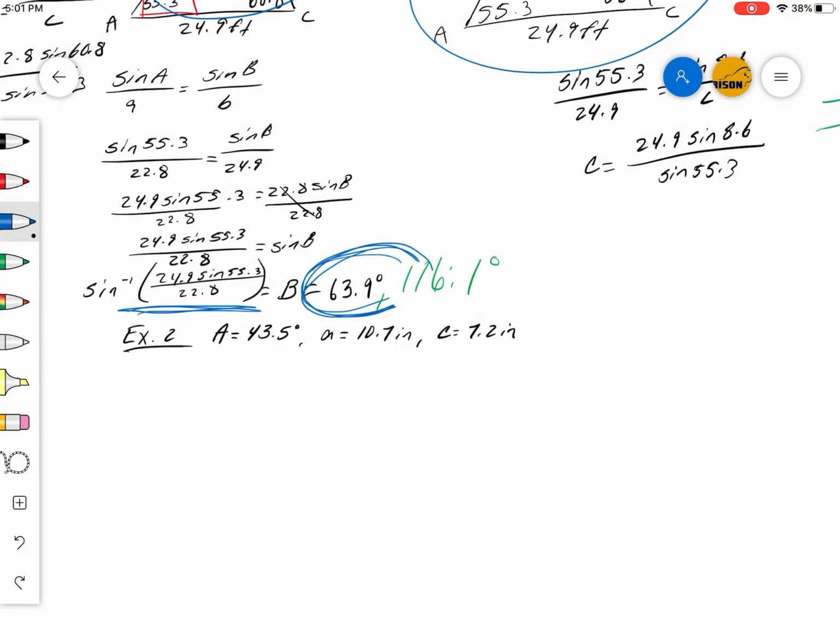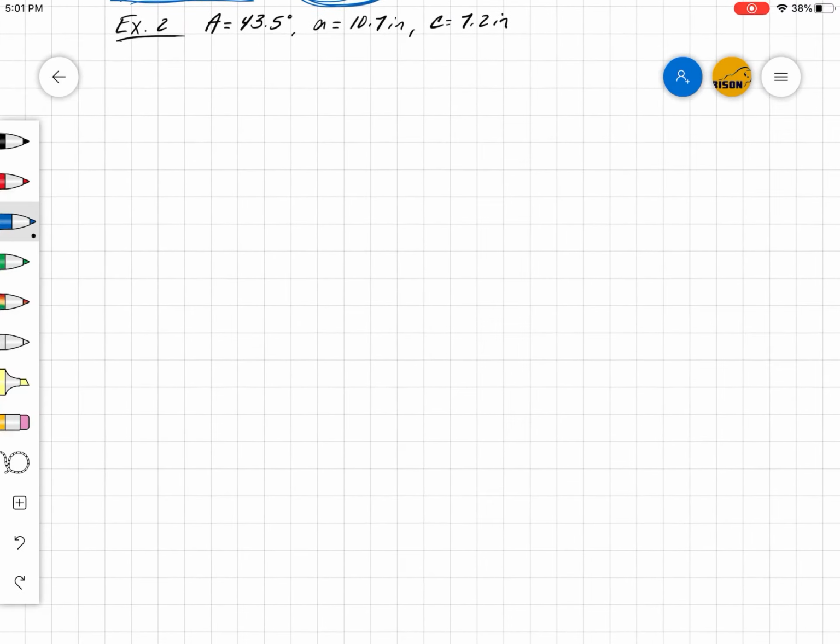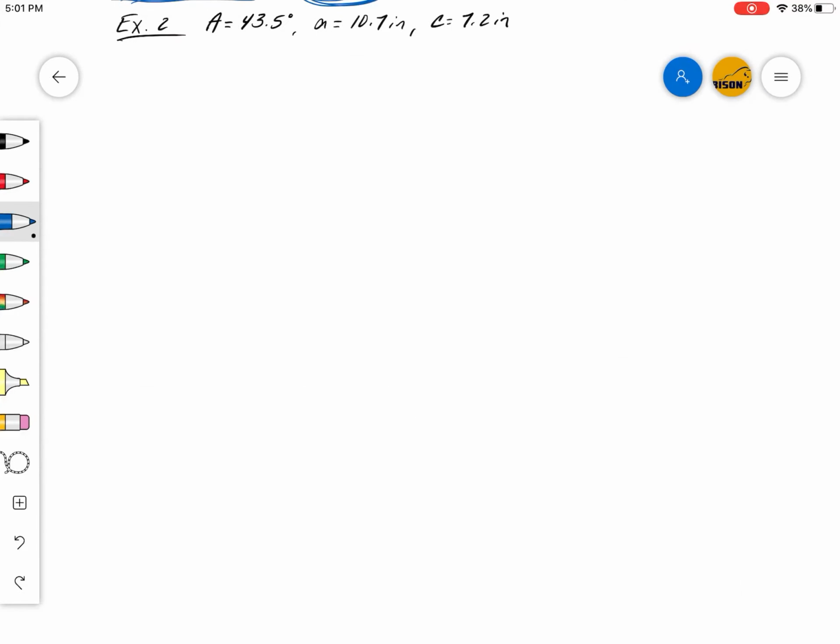Now I know this is getting to be a little bit of a long video, but we're going to roll through example 2 here. We should be able to do example 2 a little bit faster. So I'm going to draw a triangle. Let me make the line just a little bit straighter. So I've got A, B, and C.